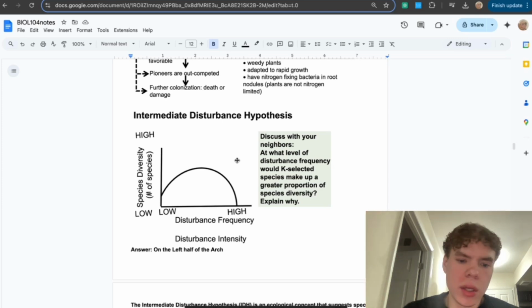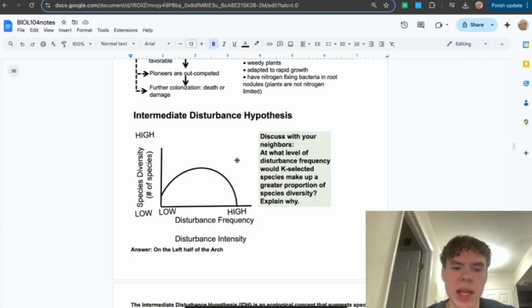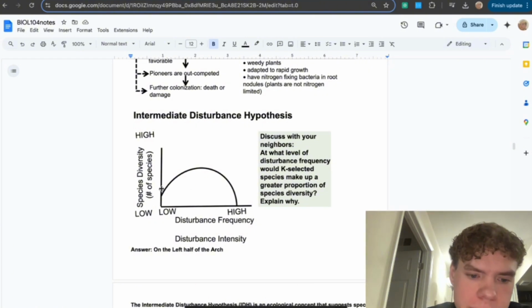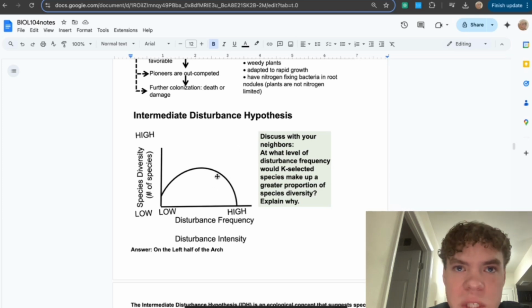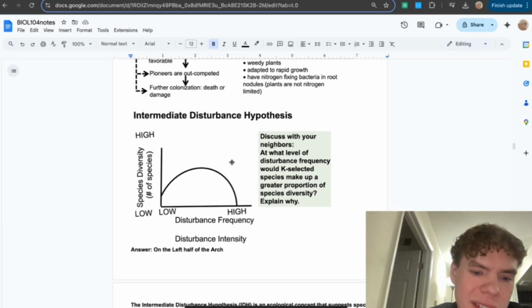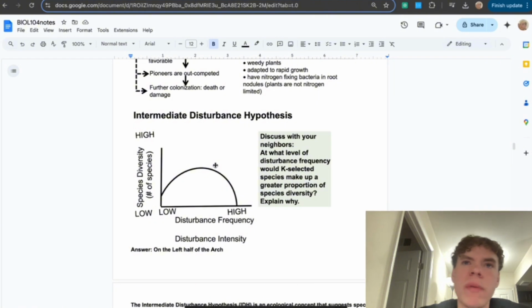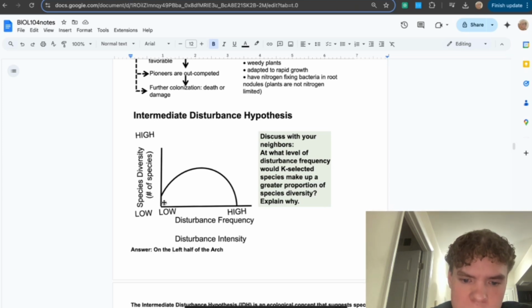Kind of like that. But if we have an environment that has a low disturbance frequency, we would see a higher proportion of K species, right? But if the frequency is somewhere in the middle, we would see an equal proportion of R and K species. So the question is, at what level of disturbance would K-selected species make up a greater proportion of species diversity? And on the answer here, I would say on the left, because it would have lower disturbance, meaning it would be better for a K-selected species to survive at a lower disturbance level.